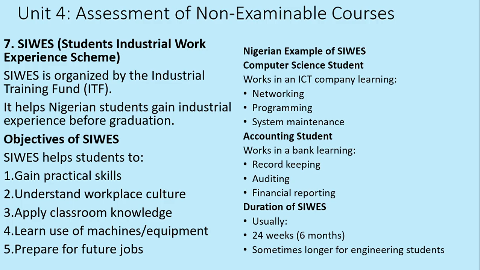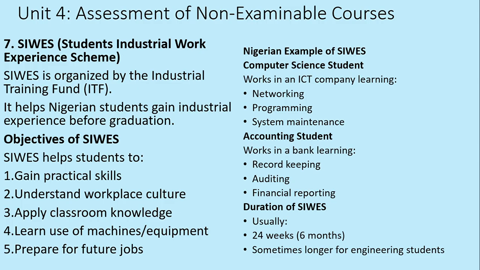So that is for that. And let's look at the duration of CWS. It is usually 24 weeks, which is 6 months. Which means you have to be going to the company, to the office, for 6 months. Although you can bargain with them, maybe three days in a week, maybe 4 days in a week, maybe 2 times in a week, depending on the company. But it is usually 24 weeks, which is 6 months, and sometimes longer for engineering students.